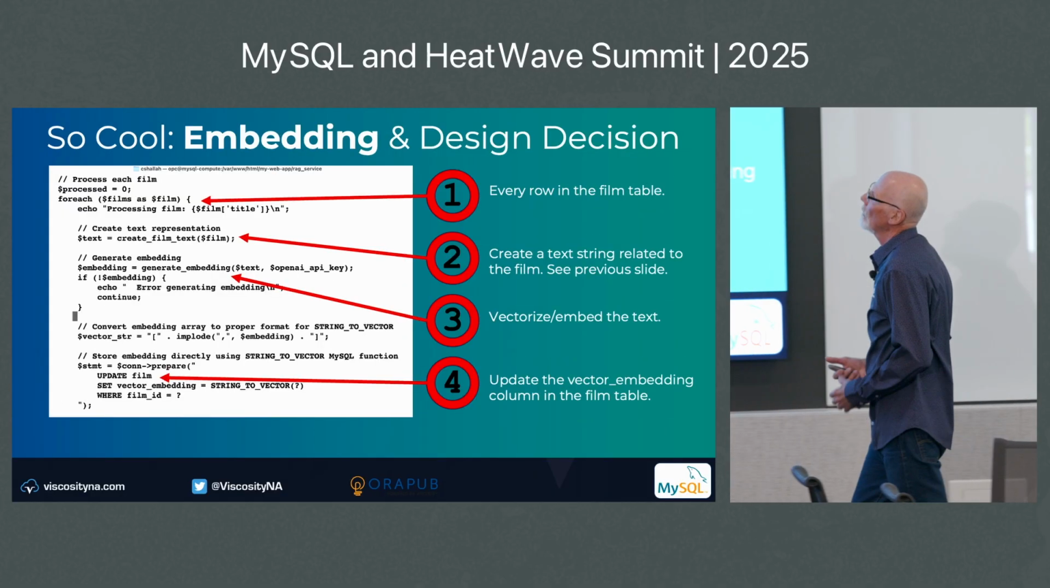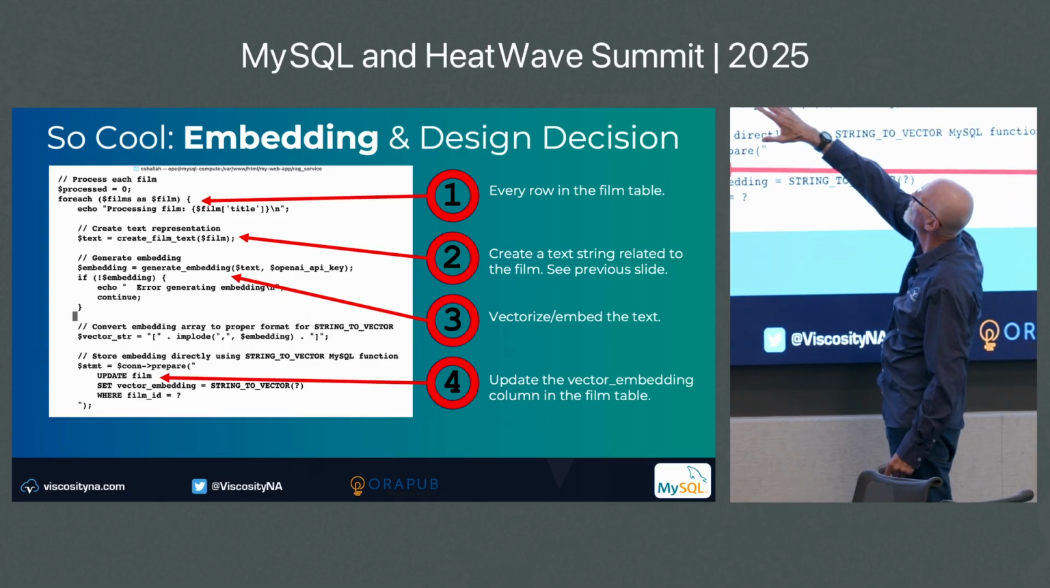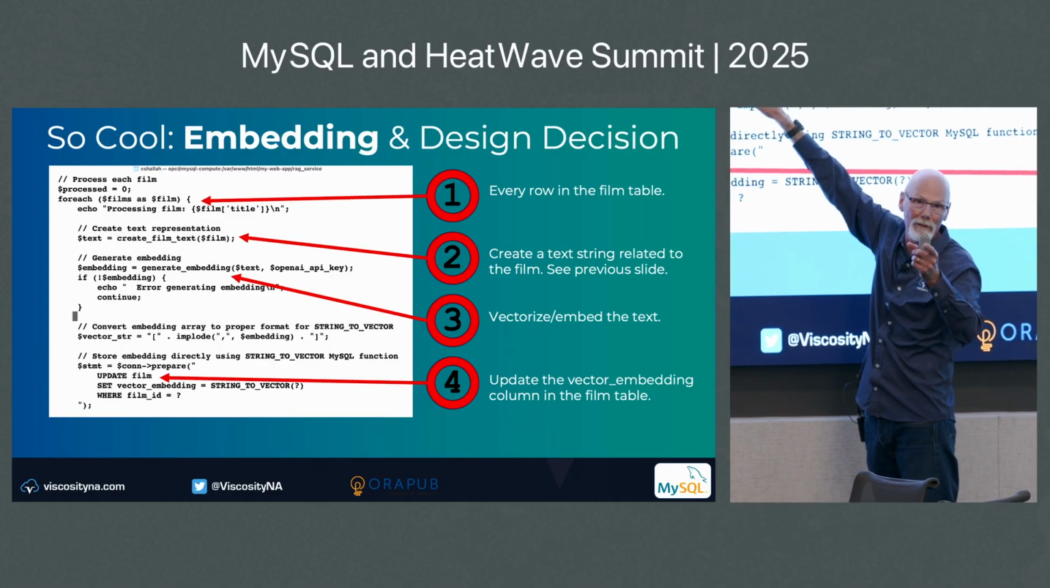Okay. So the embedding process. This is what we just watched. This is for each film, okay, we're going to generate the text. That's what we just saw in the previous slide.